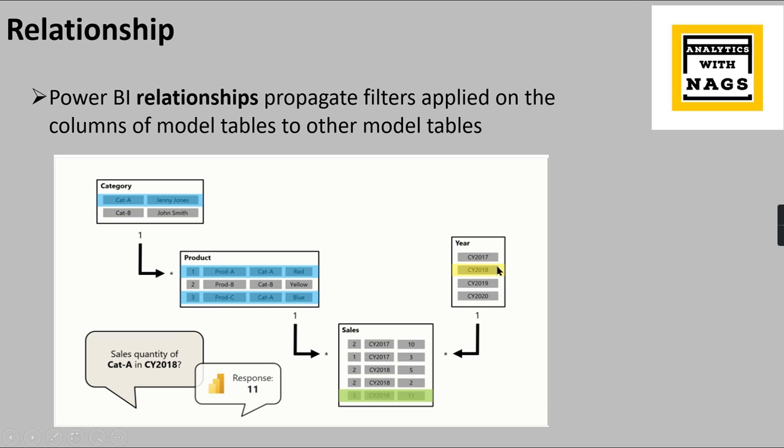Only if you create a relationship between the tables will you get the correct results. So this is the concept behind relationships. We will try to explain it in the demo itself. But now you understand why we need a relationship: because it has to propagate filters applied on one column in the model table to other model tables.